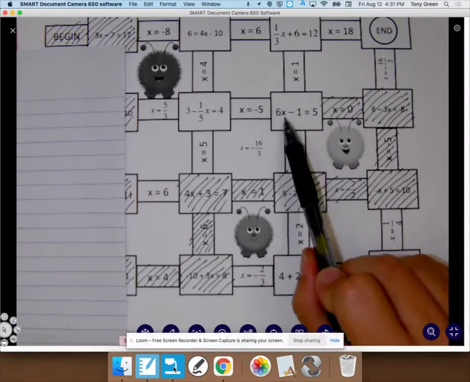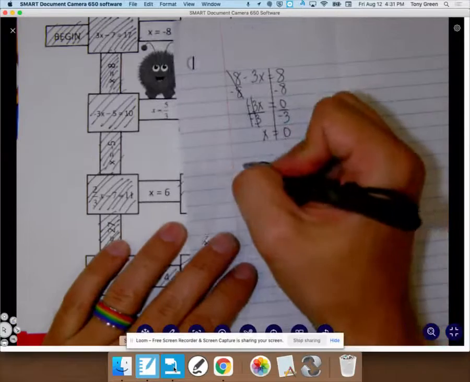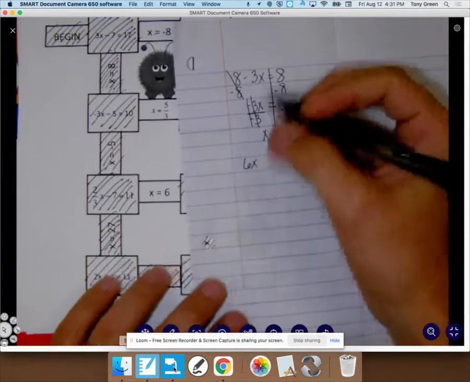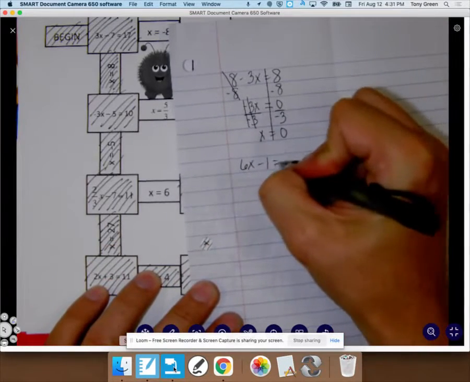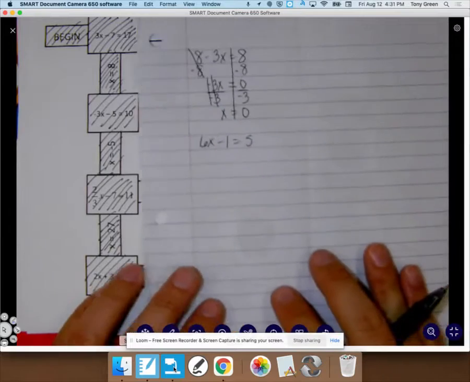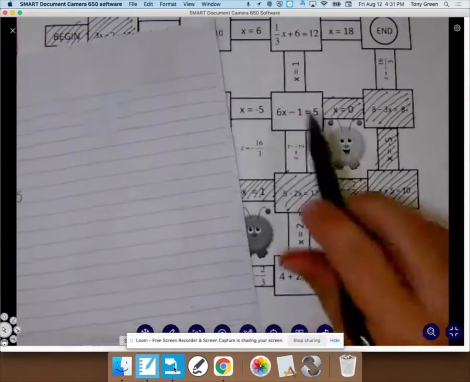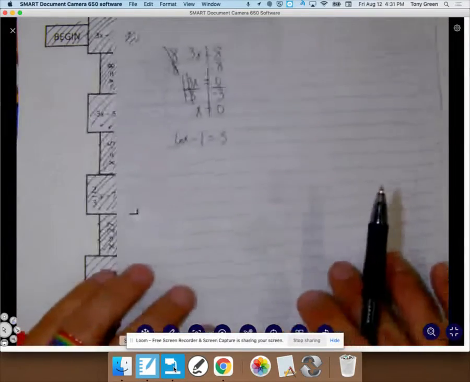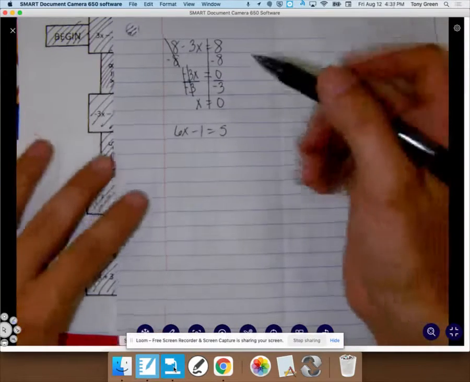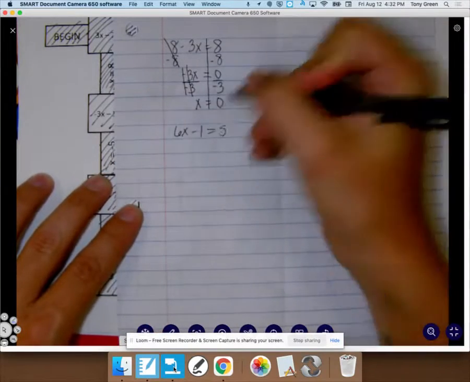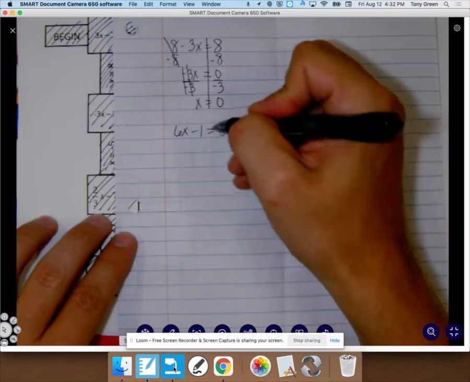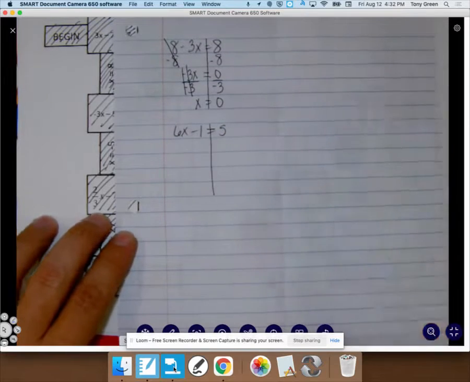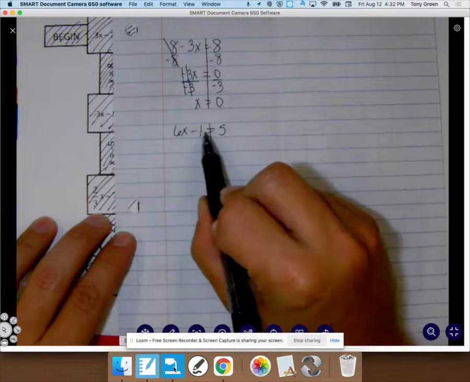All right, so 6x minus 1 equals 5. Okay, I wrote that down. I make that mistake a lot. Write down the wrong equation or forget something to write. Draw a line for the equal sign. 6x minus 1 equals 5.